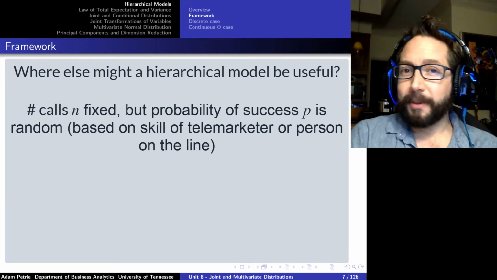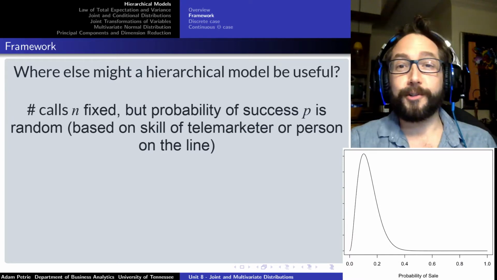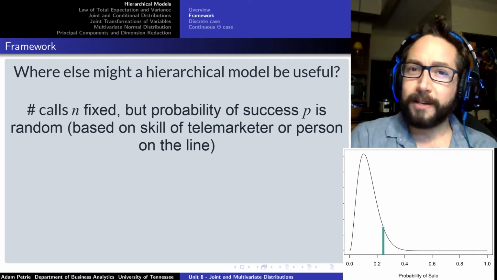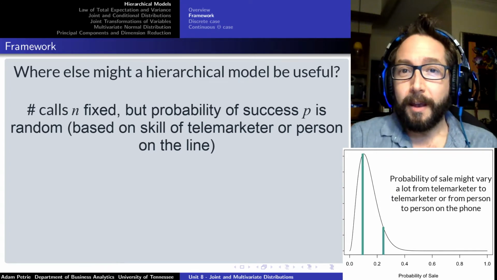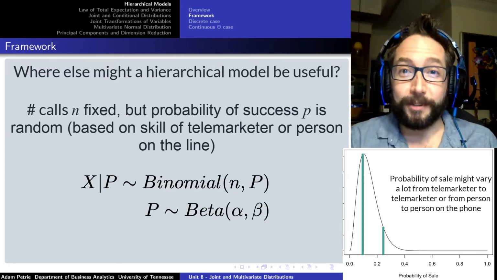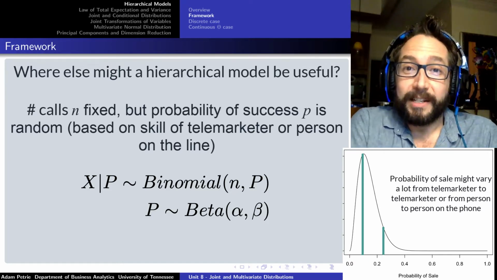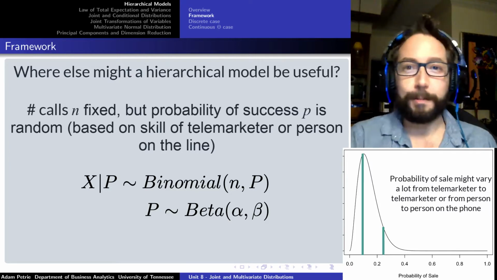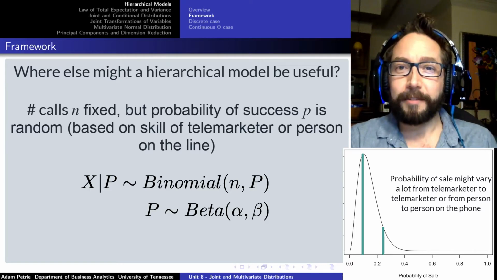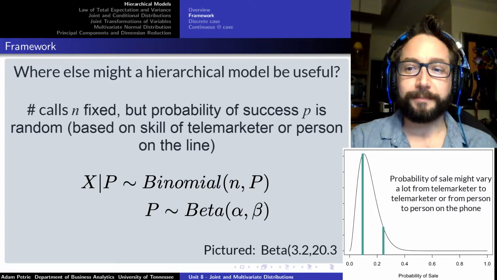What if the probability of success varied from one telemarketer to another? So maybe some telemarketers are very skilled. Their chance of making a sale more like 25%. Maybe other telemarketers not so great. Maybe the chance of their sale is 10%. Maybe x given capital P, the probability of success, is a binomial distribution with n of 100 and that probability P, but P has a probability distribution ascribed to it. P goes between 0 and 1, so maybe the beta distribution would provide an extra layer of realism to describing the variation in probability of success from one telemarketer to another.